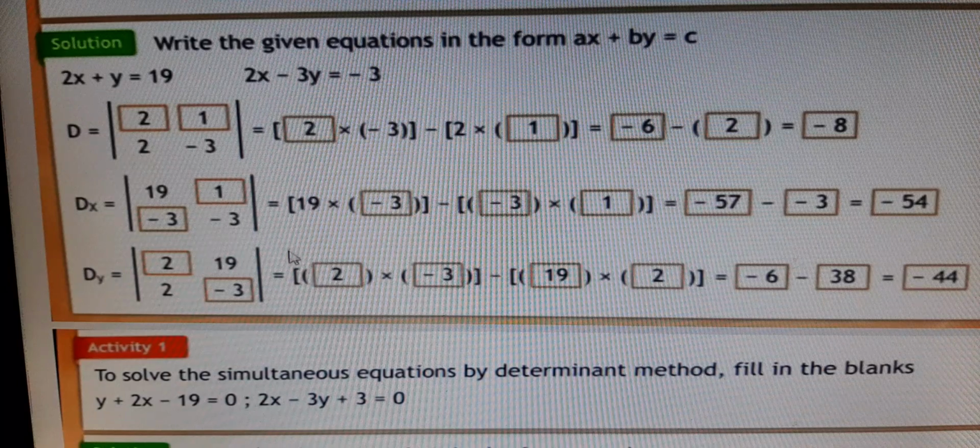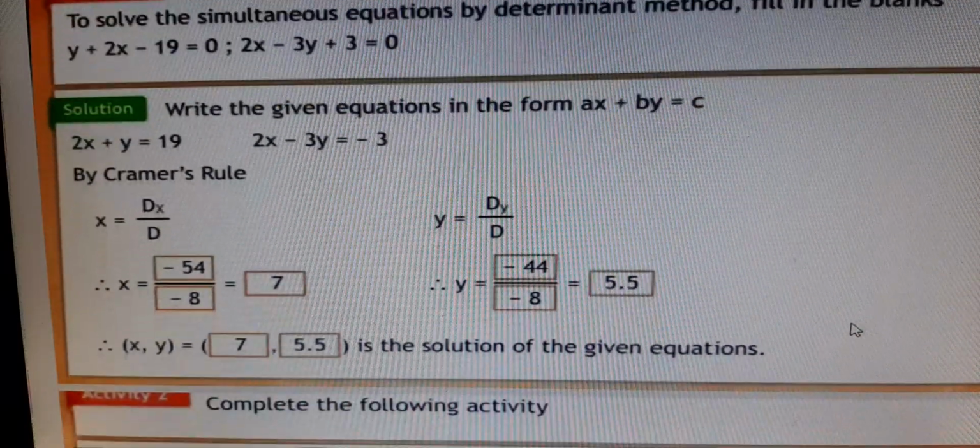Now for dy we follow the rule 13, which means first and third. First 2 and third 19 here. First 2, third 19, first 2, third minus 3. Now again cross multiplication: 2 into minus 3 becomes minus 6. 19 into 2 becomes 38. Minus 6 minus 38 becomes minus 44.